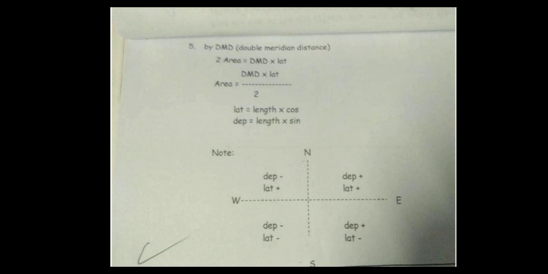So, remember that latitude is equal to the length times cosine, and the departure is equivalent to length times sine. And take note, north to south is the latitude. So, north is positive and the south is negative. Departure, the east to west is the departure. So, the east is positive and the west is negative.